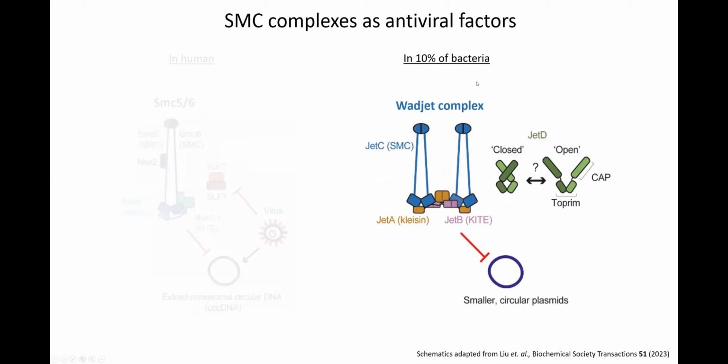A similar role has been identified in about 10% of bacteria. That is the bacterial SMC complex called Wadjet. What these Wadjet complexes do is specifically cleave circular plasmids, such as phage DNA, with the help of the motor complex together with its own specific subunit JetD, which is similar to topoisomerase 4 and can cleave circular DNA.